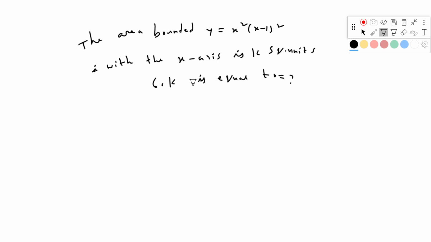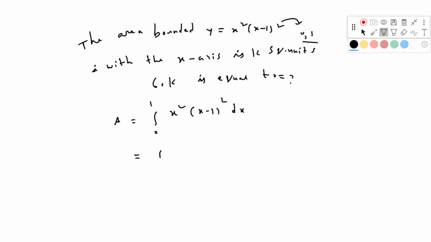Remember one thing, whenever we have y equal to x square into x minus 1 whole square, the roots are 0, 1. Whenever you get this type of question, you have to integrate with respect to 0, 1. So I'm taking function A equal to integral over 0 to 1, x square into x minus 1 whole square dx.